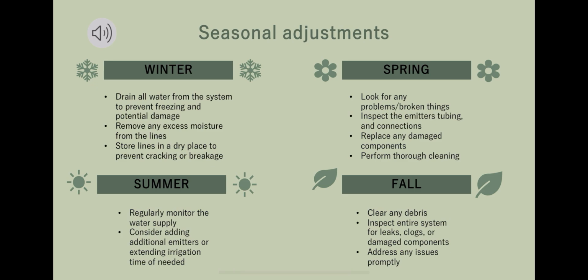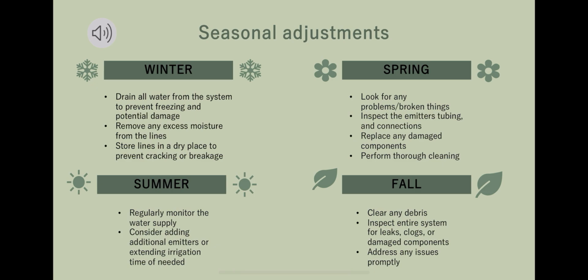As spring approaches, it is time to assess the condition of your drip irrigation maintenance system. Look for any problems or broken things that might have happened during the cold winter. Inspect the emitters, tubing, and connections for wear and tear. Replace any damaged components and perform a thorough cleaning before resuming regular operation.